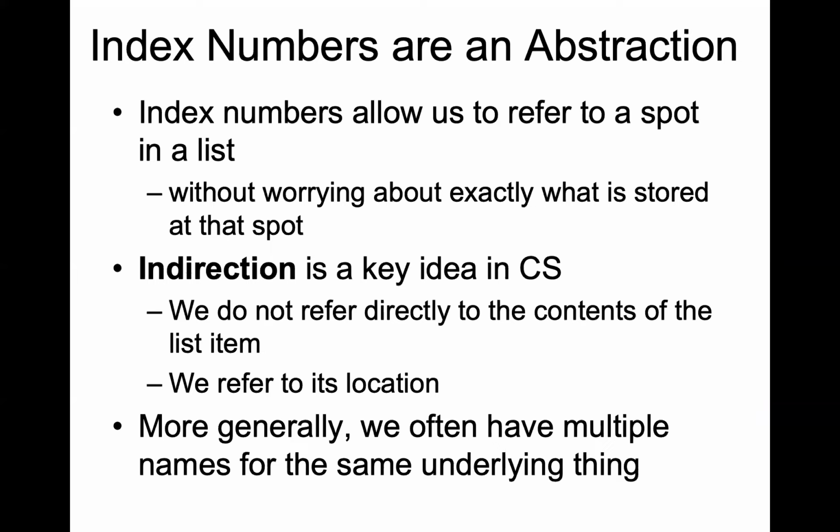So index numbers, that is to say, integers that identify positions in lists, are an abstraction. They allow us to step away from the contents of the list and only refer to the location. This is an example of an incredibly important concept in computer science called indirection, where we don't refer to what's there, we just refer to where something is. You can see a lot of examples of this kind of thing in real life. For example, if I want to describe to you how to get to my house, I don't tell you about the shape of the house. I don't tell you what's in it. I don't tell you what it looks like. I just tell you the address. That's an abstraction of my house that allows you to actually find it, and it's more useful for that particular purpose.